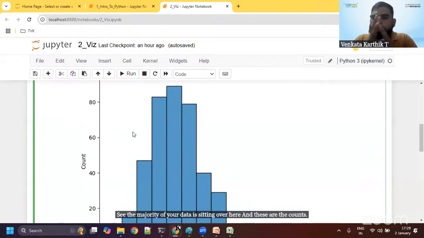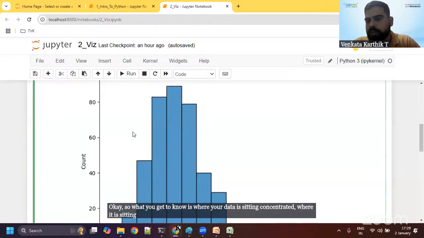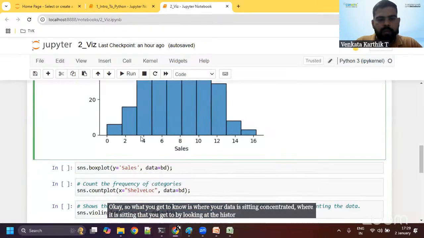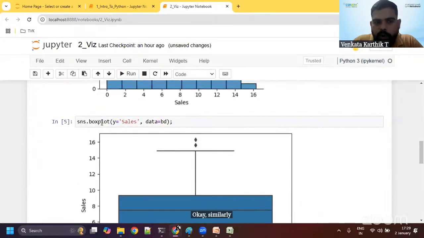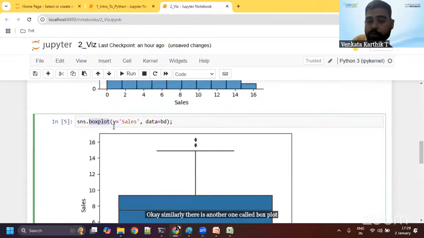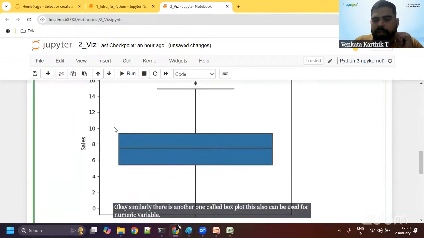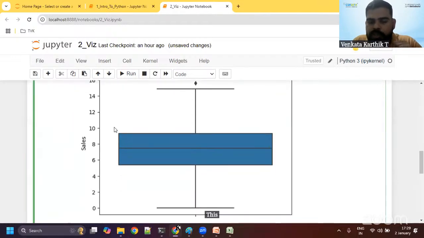So what you get to know is where your data is sitting, concentrated. That you get to know by looking at the histogram. Similarly, there is another one called box plot. This also can be used for numeric variable. This box plot gives you a summary statistic of your data.